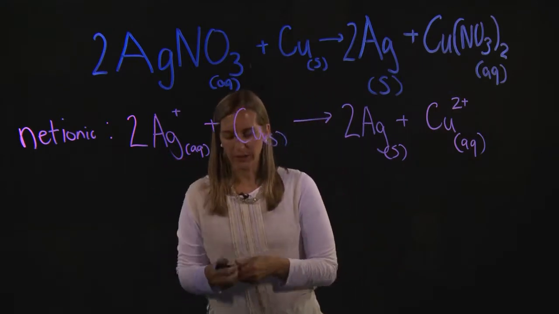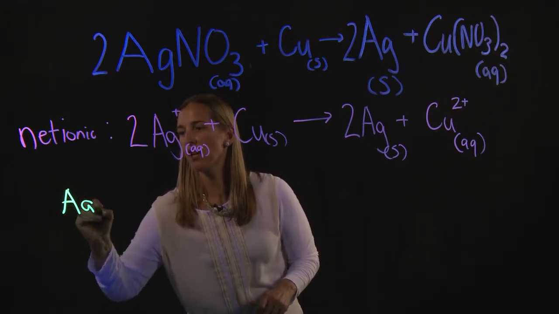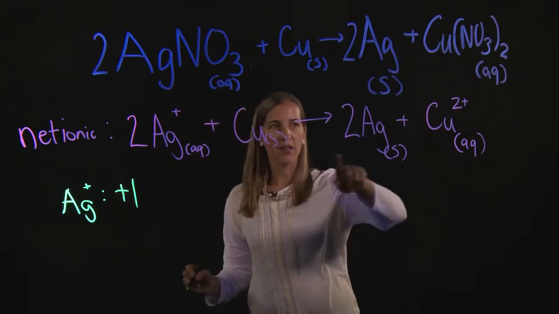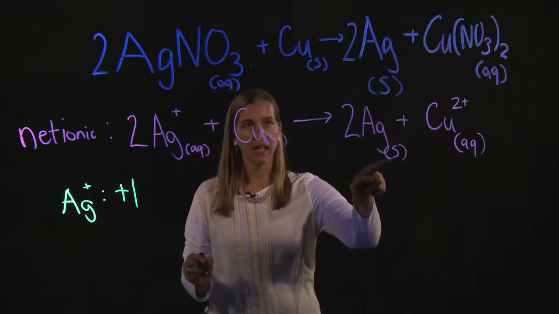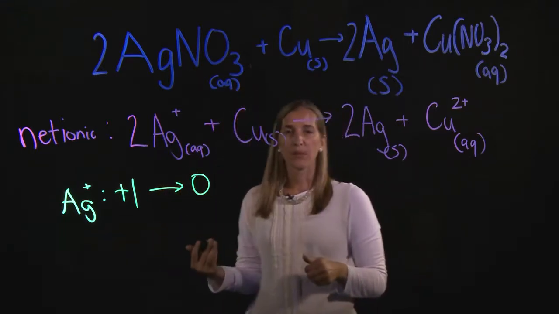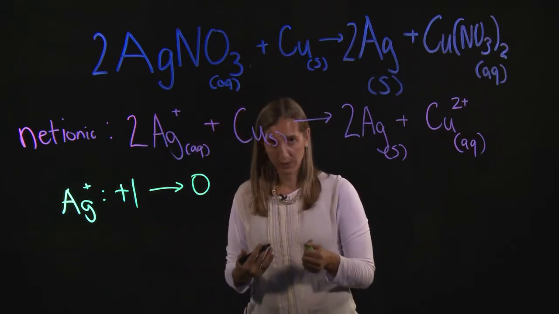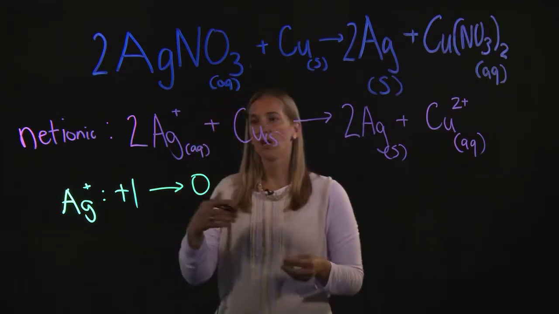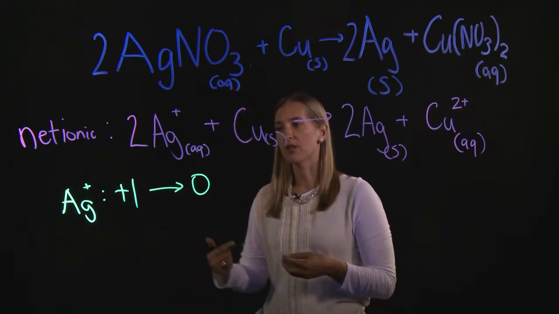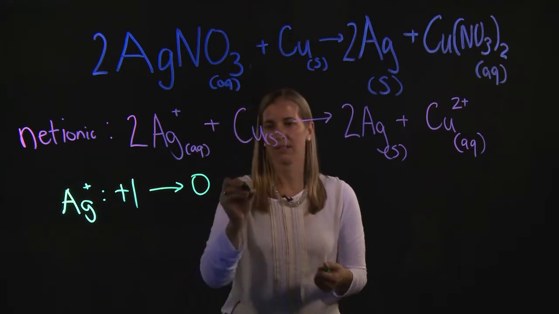Initially, silver has a +1 charge. So initially, we have Ag, and it starts at a +1, and then on the other side of the reaction, it's a solid with no charge. If it's gone from a +1 to a 0 charge, what has happened as far as the electrons go? Has it gained electrons or has it lost electrons? You have to remember electrons are a -1 charge. So if it has gone from a +1 to a 0, it gained electrons.